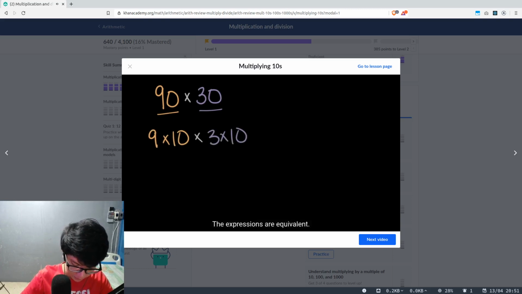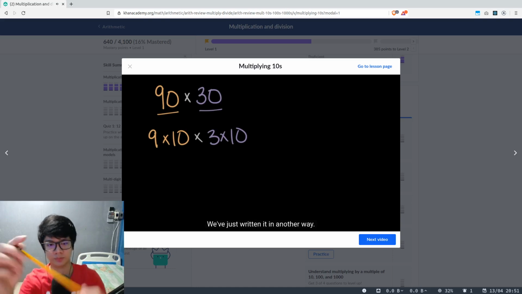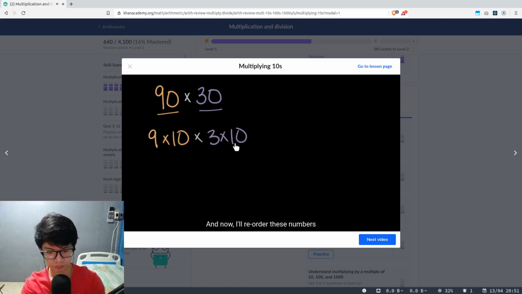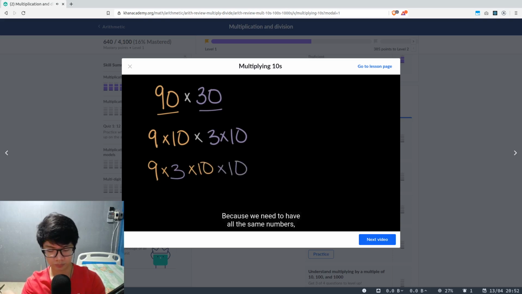The expressions are equivalent. We've just written it in another way. And now I'll reorder these numbers to put the one-digit numbers first. So 9 times 3. And then I'll put the tens, times 10 times 10. Because we need to have all the same numbers even if we change the order. So we have the 9, 3, the first 10, and the second 10. And now, finally, we multiply. 9 times 3 is 27.